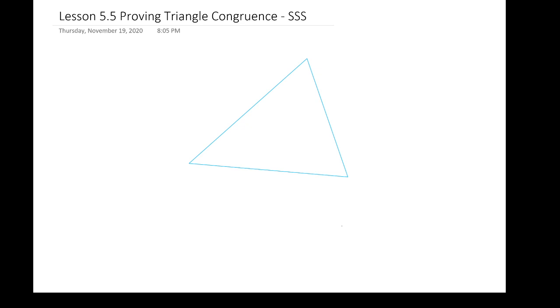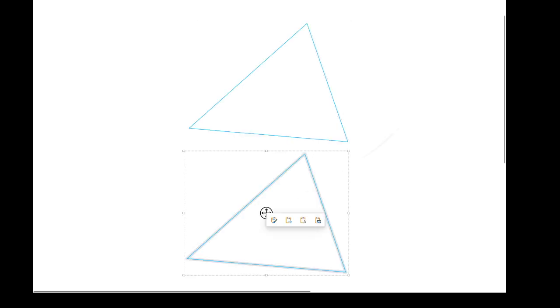We talked about with demonstrating congruence that we could talk about all 6 parts, the 3 sides and the 3 angles being congruent between 2 triangles, and all those parts would be corresponding to one another. Something for us to consider here is another way to do this.